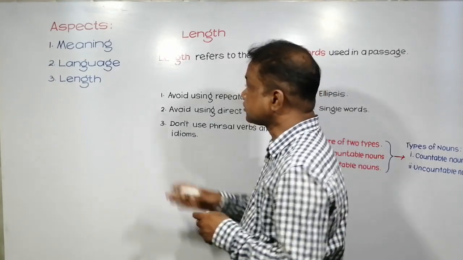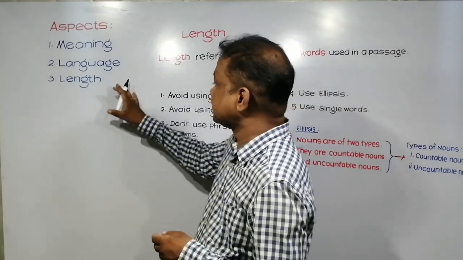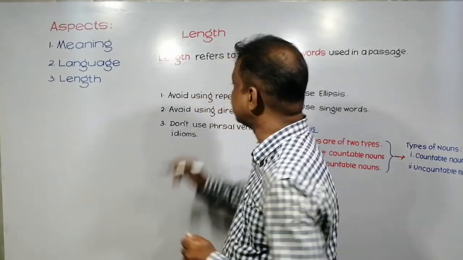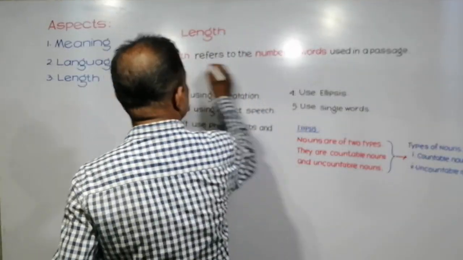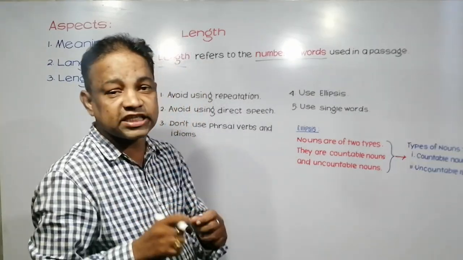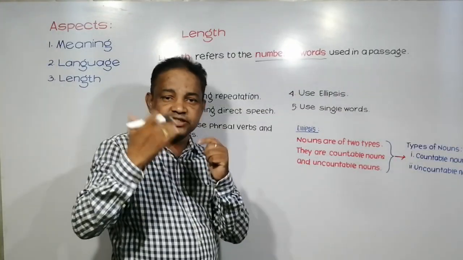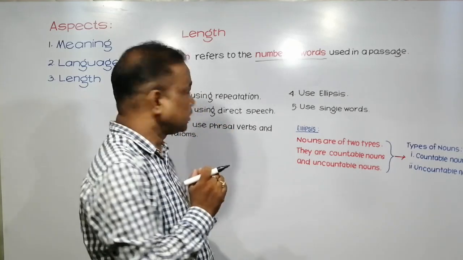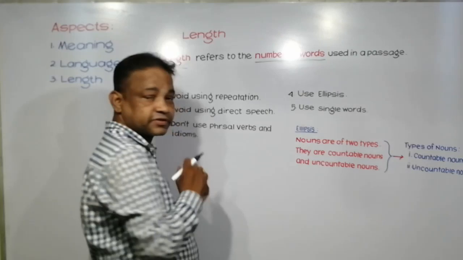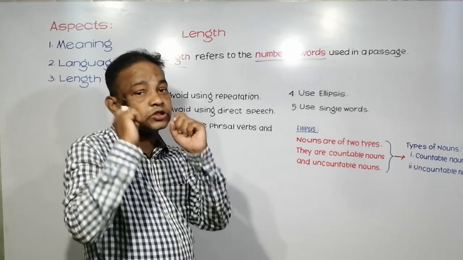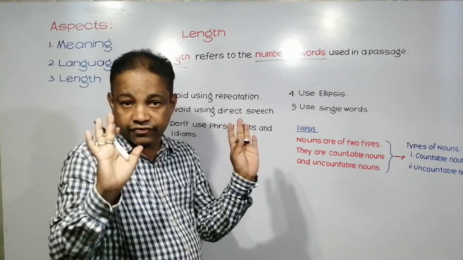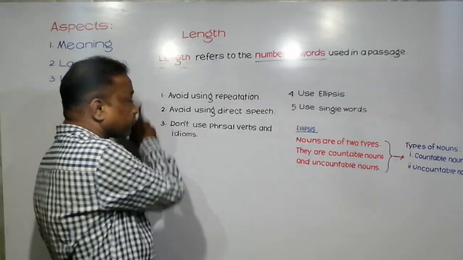Now we are going to discuss the most important aspect of note making. That one is the length. What is the meaning of length? Length refers to the number of words used in a passage. For example, a passage contains 500 words. The length of this passage is 500. In order to minimize the length of the passage, we have to follow these steps. Because in the note, you have to use as few words as possible, but it should be meaningful. Right? You have to follow these steps.